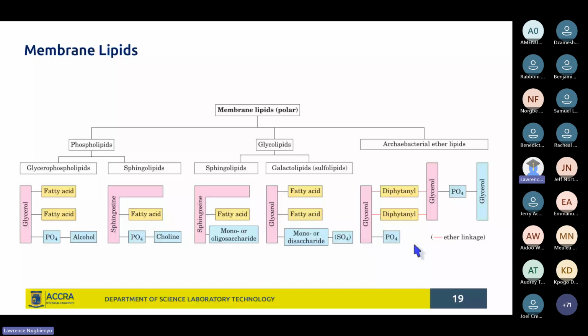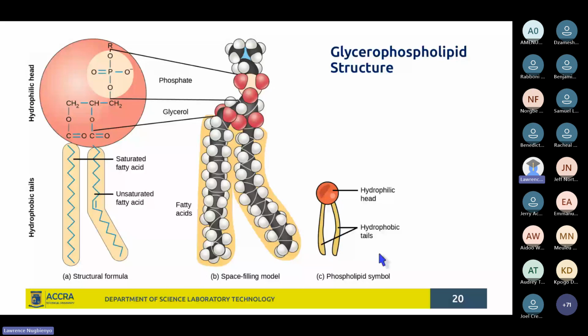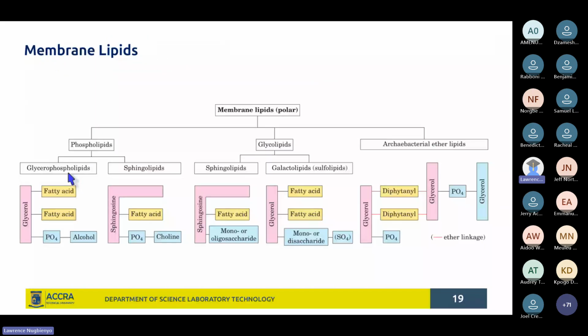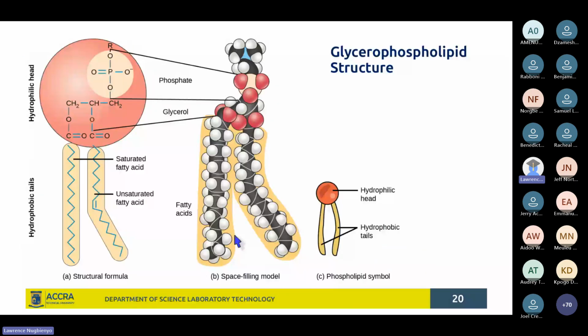So what we'll do is take each of these. We'll take the glycerophospholipids, look at them, then move on to the sphingolipids, then look at the galactolipids, and lastly, the archaebacterial ether lipids. For today, we'll end there and continue next time with other things. So let's start to look at the glycerophospholipid. Take the glycerophospholipid structure.